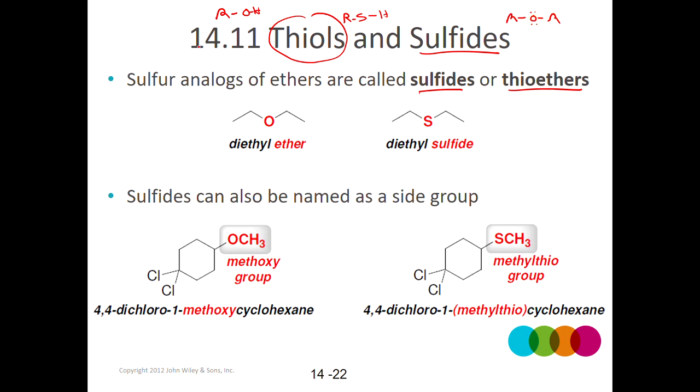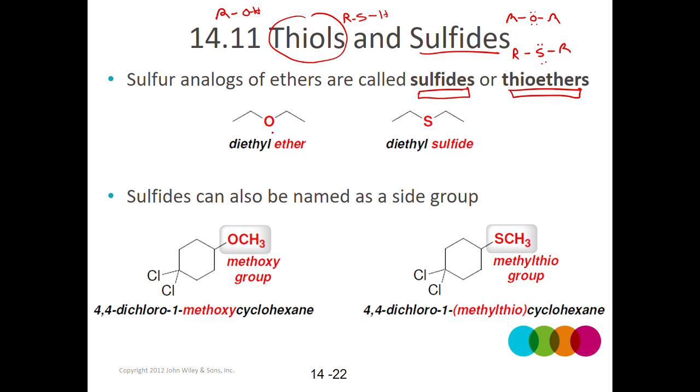All right, we talked about ethers at the beginning of chapter 14. We have two R groups on either side of an oxygen. If we replace that oxygen with a sulfur, now we're talking about a group of compounds, functional group called sulfides or thioethers. So that's the thing about sulfur. There's usually more than one name for things.